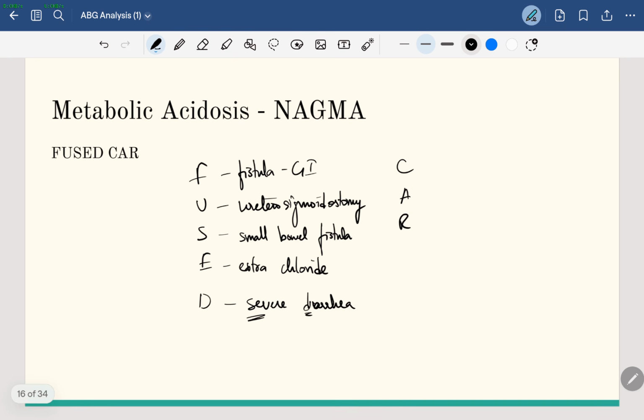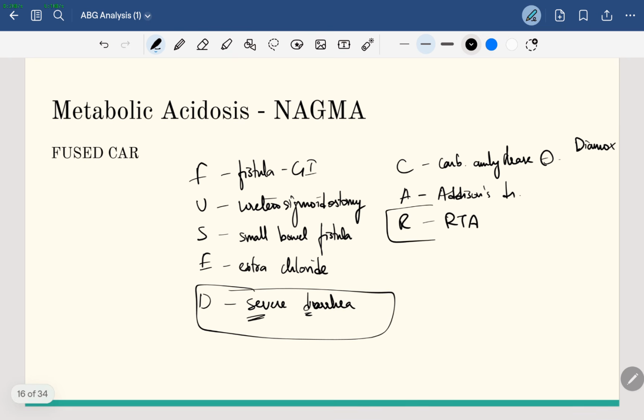The term severe is actually important. C is for use of carbonic anhydrase inhibitors, like Diamox, which is acetazolamide. A for Addison's disease, and R for renal tubular acidosis. So severe diarrhea and RTA are important causes to remember.